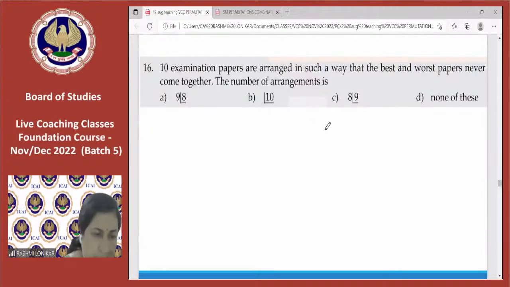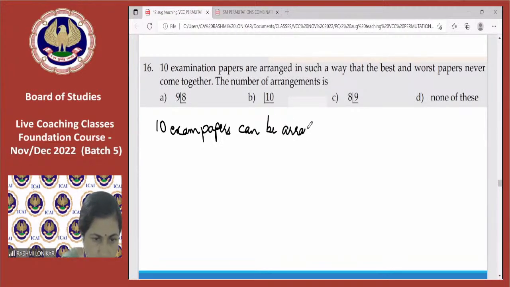Now 10 examination papers are arranged in such a way that the best and the worst papers never come together. Okay. Now, if I have no condition, how will I arrange 10 examination papers? 10 exam papers can be arranged in 10P10, which is equal to 10 factorial ways.